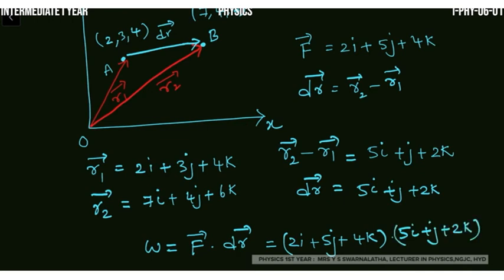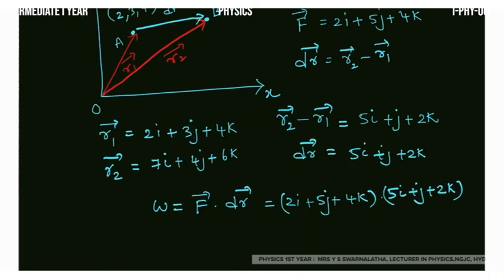So we know how to calculate the dot product of two vectors. The similar coordinate components should be multiplied. That is 2 into 5, since i dot i is 1, we know that. 2 into 5 is 10, plus 5 into 1 is 5, plus 4 into 2 is 8. The rest become 0. i dot j, j dot k, k dot j, those all are zeros. So only i dot i, j dot j and k dot k remain.